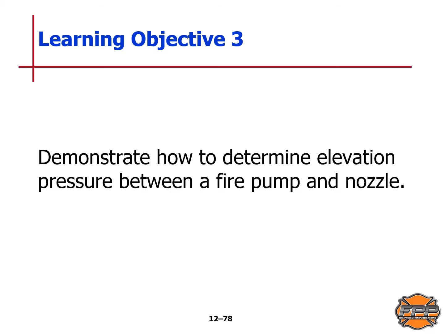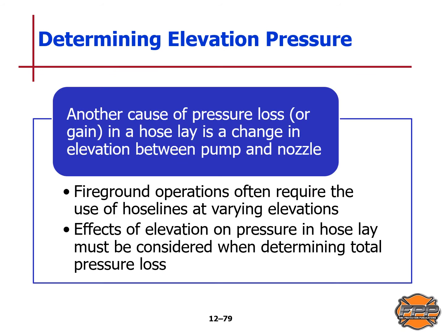Learning Objective 3. Demonstrate how to determine elevation pressure between a fire pump and a nozzle. Another cause of pressure loss or gain in a hose lay is a change in the elevation between the pump and the nozzle. Fireground operations often require the use of hose lines at varying elevations. The effects of elevation on pressure in a hose lay must be considered when determining total pressure loss.